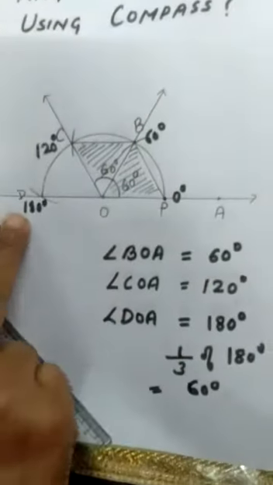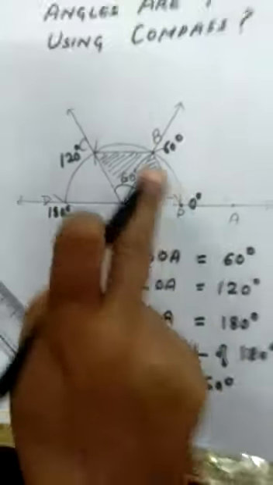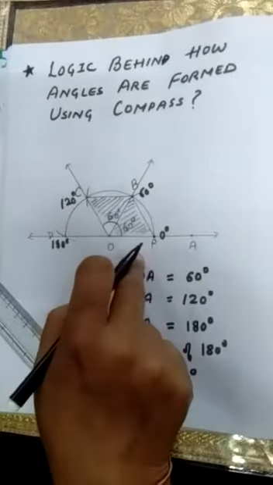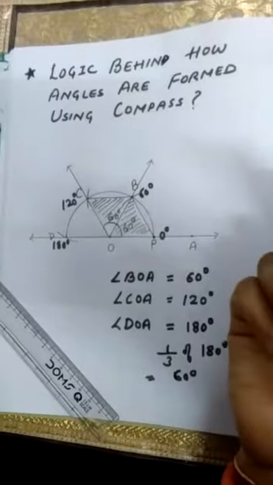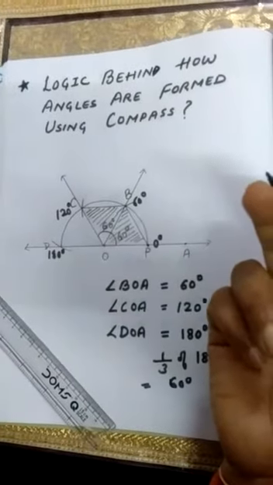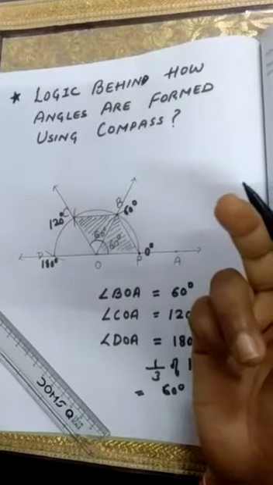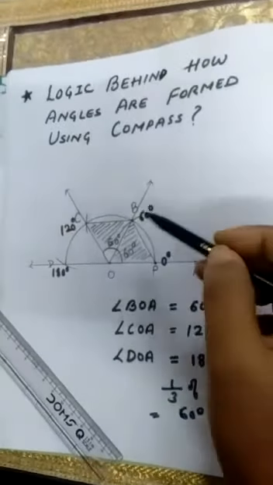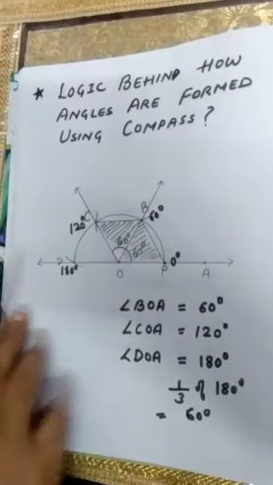These are the four basic angles: 0 degree, 60 degree, 120 degree and 180 degree. From these four basic angles we can get other angles like 90 degree and 45 degree. All the angles can be constructed through these four basic angles.